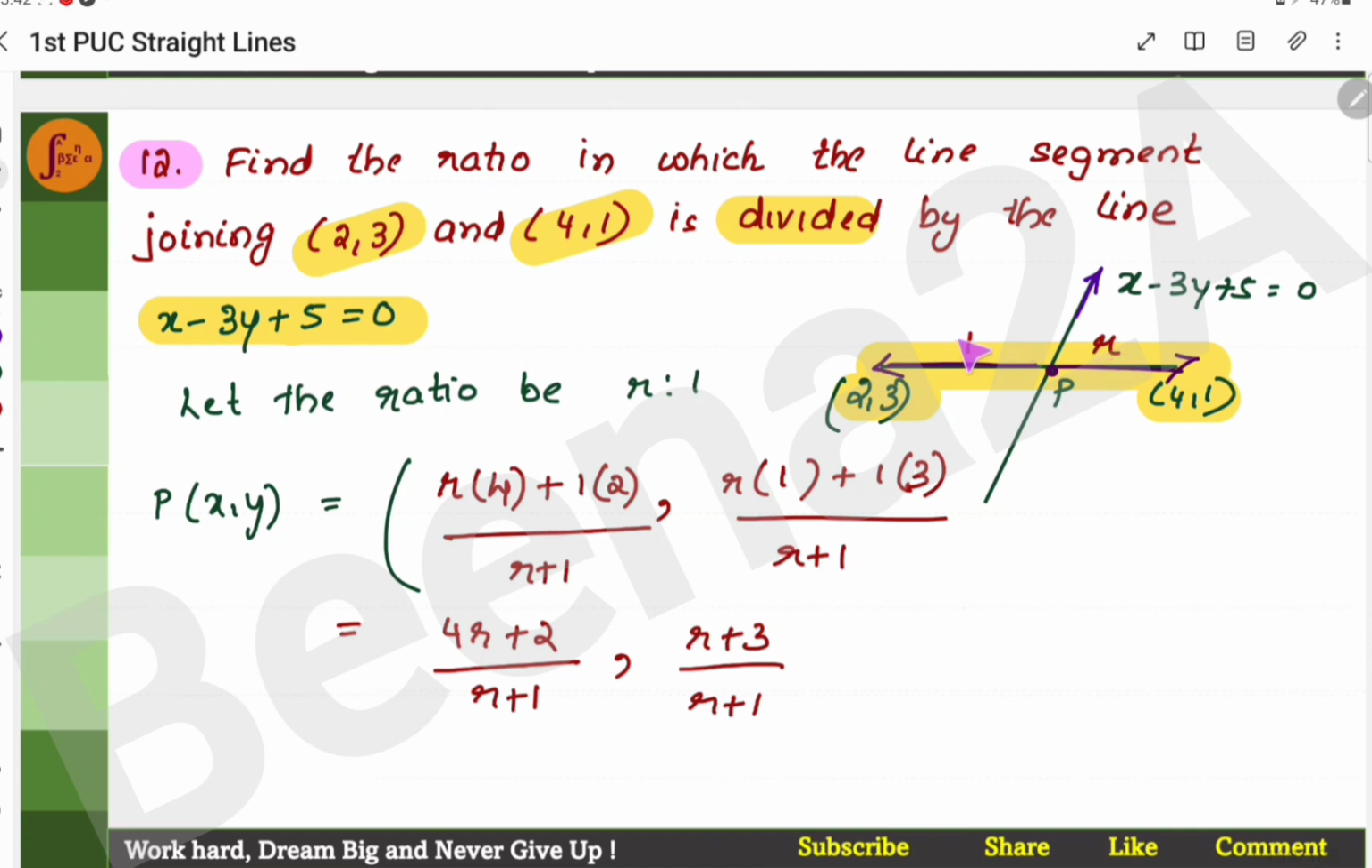So we'll assume it is R:1. You put this side as R and this side as 1.